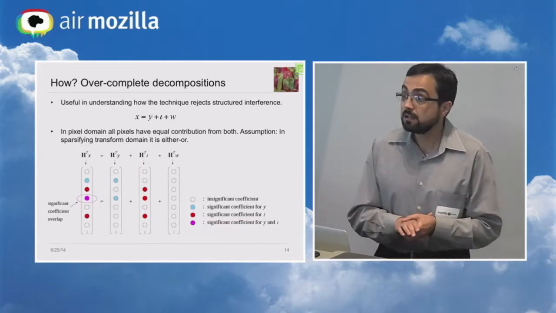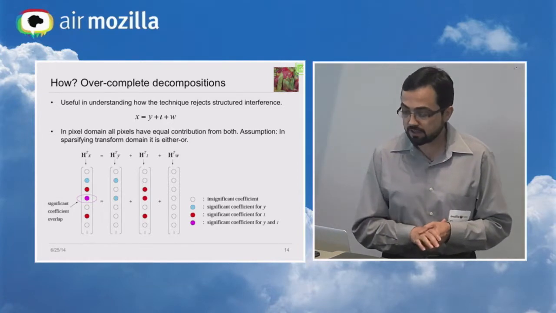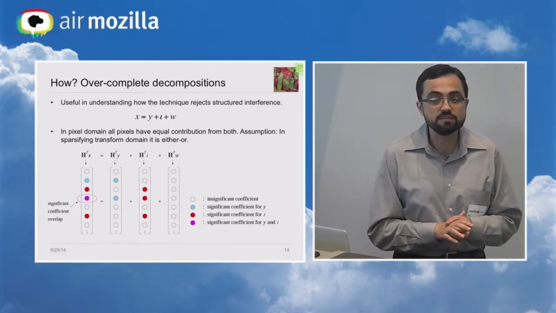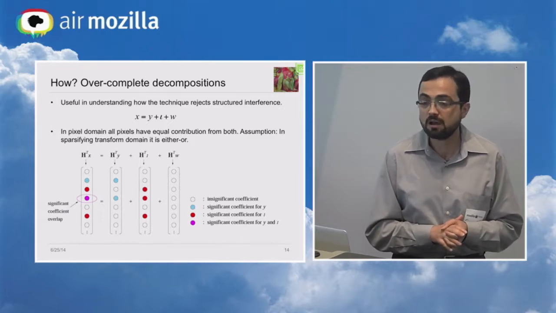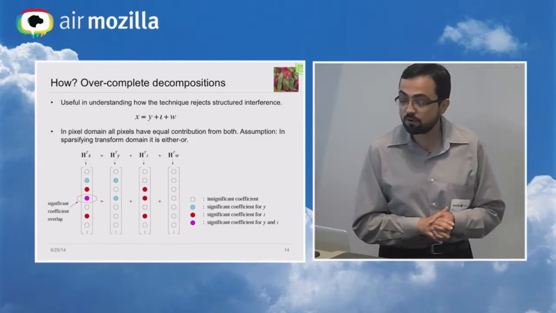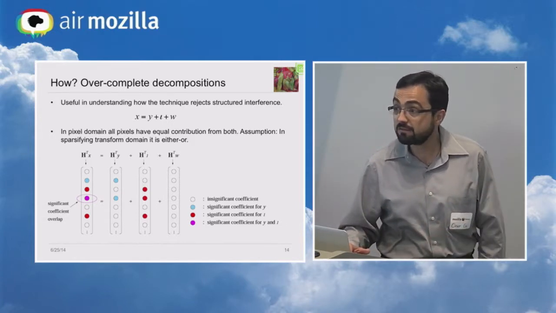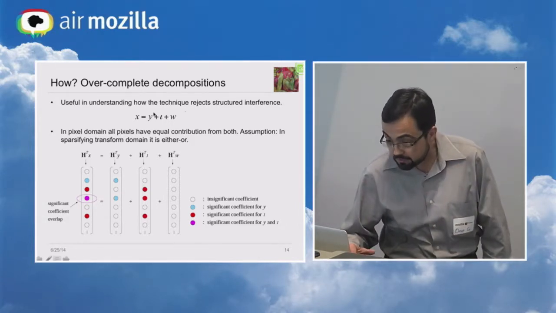Okay, so let's talk about how the technique does what it does. And I think here we're going to use the first viewpoint. So the first viewpoint is in terms of doing these overcomplete decompositions, overcomplete transforms, etc. And here I have, imagine I have this anchor frame. And here's my anchor frame.